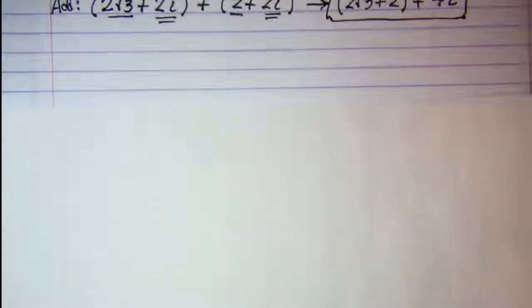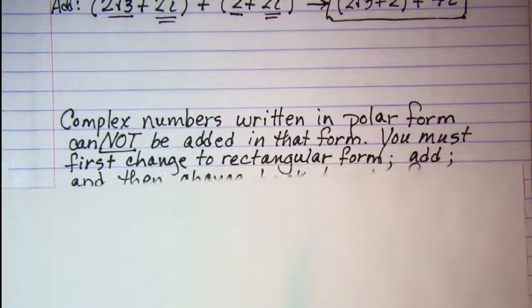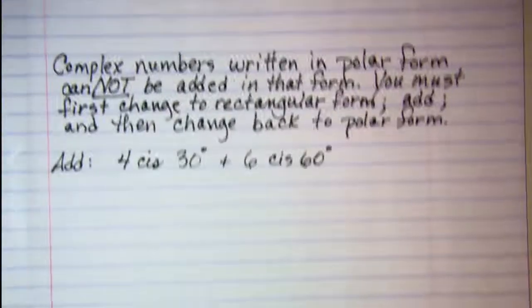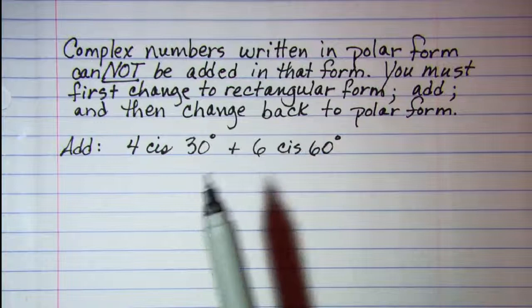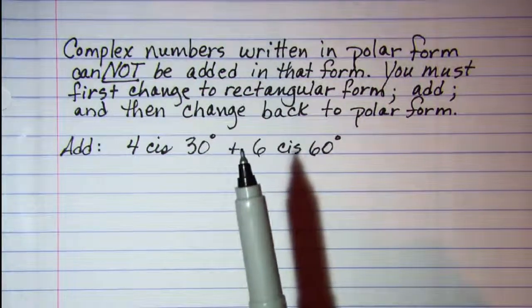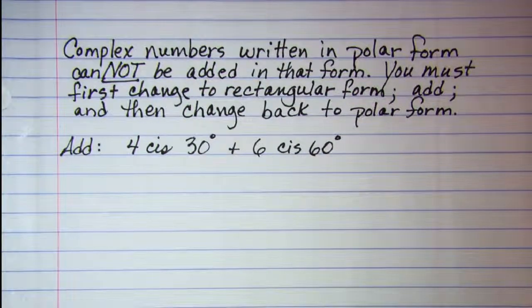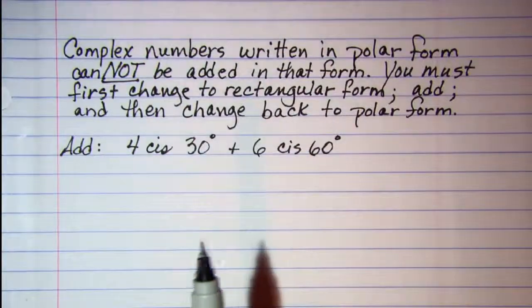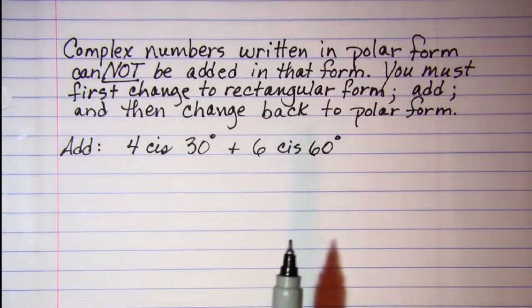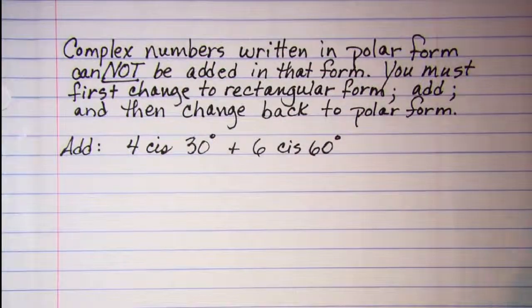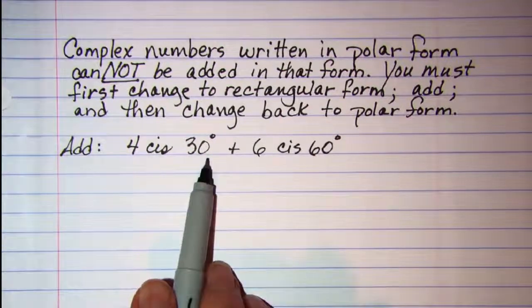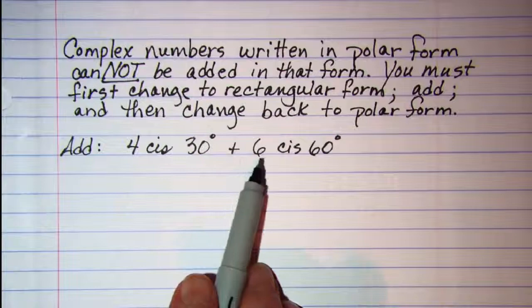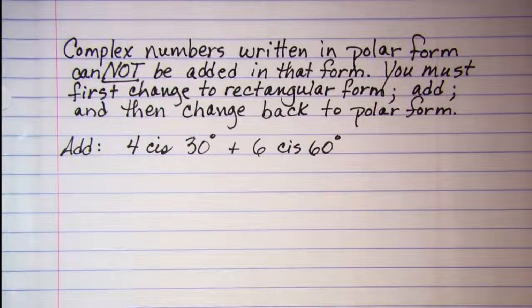Now, if we want to add complex numbers in polar form, complex numbers written in polar form cannot be added in that form. You have to first change them to rectangular, add them together, and then change back to polar. So the problem we'll be working with is 4 cis 30 degrees added to 6 cis 60 degrees.